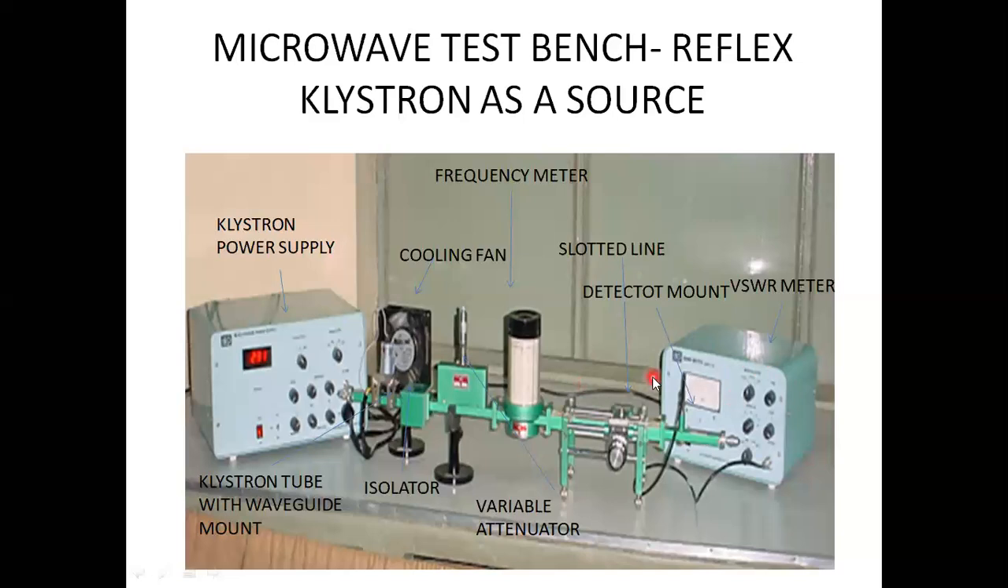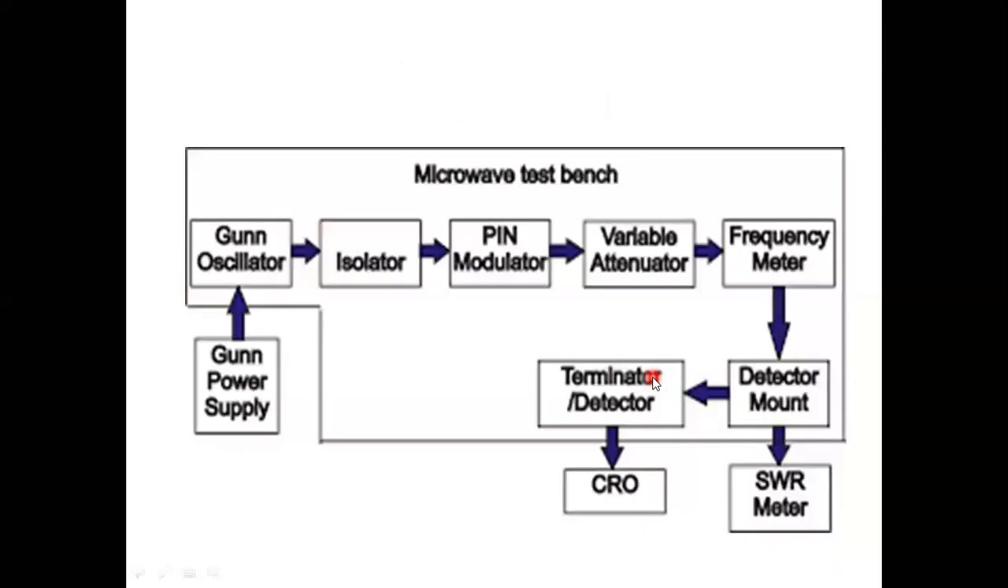You can construct the microwave test bench using a reflex Klystron tube, or else by using a Gunn diode setup. This is a microwave test bench, the same setup. The only difference is that the source of oscillation is different. Previously the source of oscillation was a reflex Klystron tube, but here it is a Gunn diode. This is a solid state device, whereas the previous one is a vacuum tube. So reflex Klystron is a vacuum tube, and the Gunn diode is a solid state device.